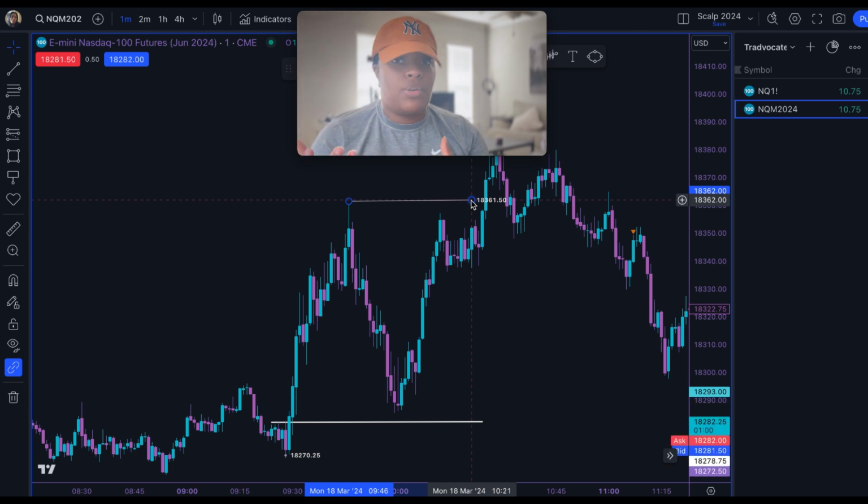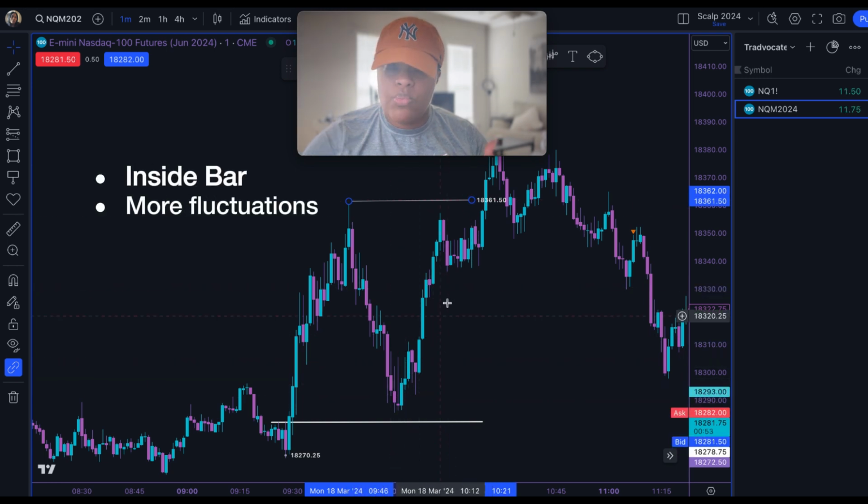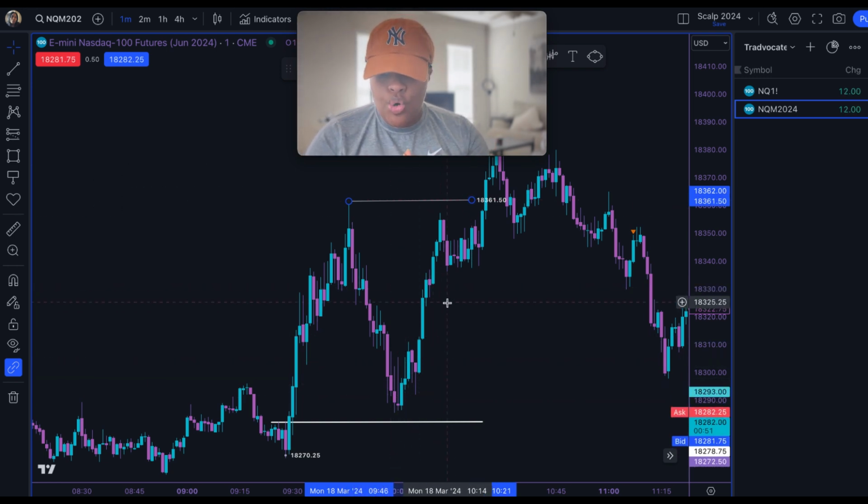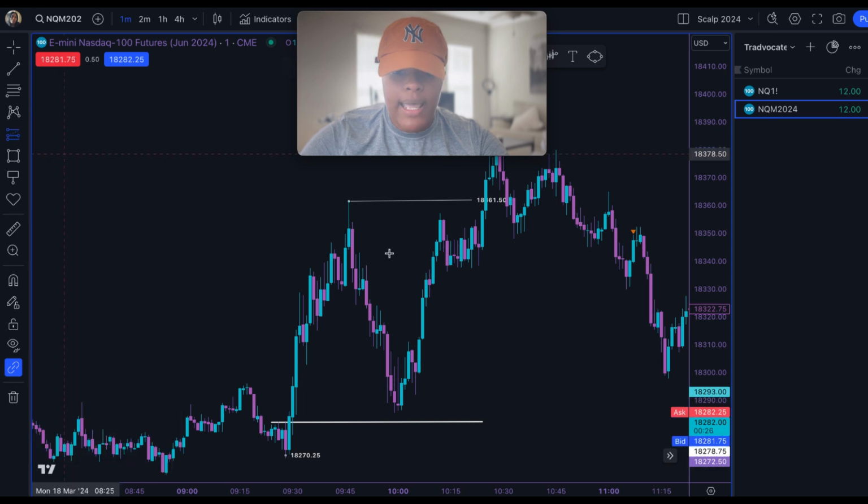Now, here's what I saw. When you're a trend trader, there are ways that the market can move. It could be an inside bar, like here. It can be more fluctuations to the upside. So when you set your mind to trade it in a specific area, sometimes the market will give you clues as the market forms and goes to the right. So I set up a buy limit.